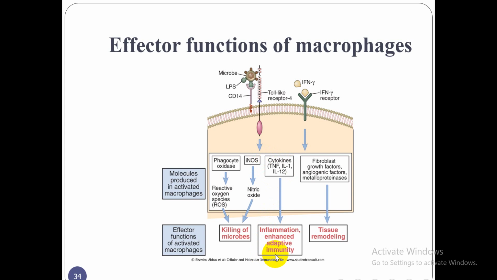And at later stages of the inflammation, they could produce some growth factors, some angiogenic factors, and by producing these factors they could be involved in tissue remodeling after the inflammation.